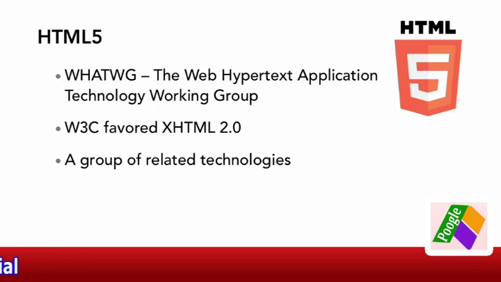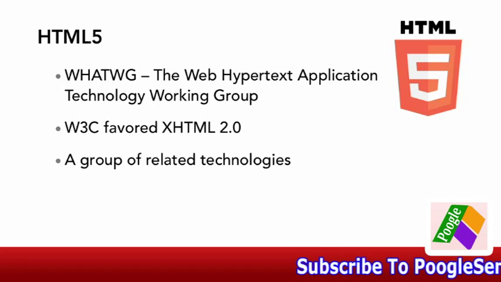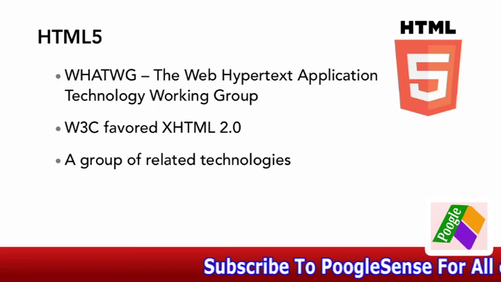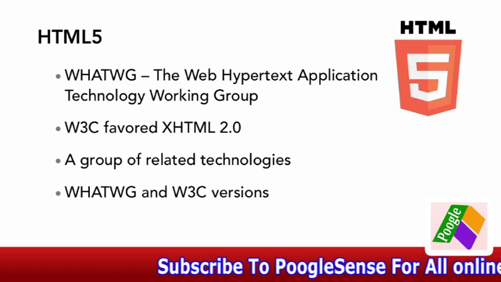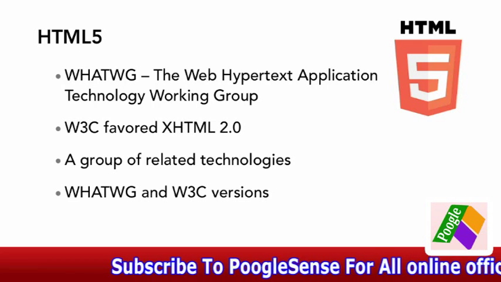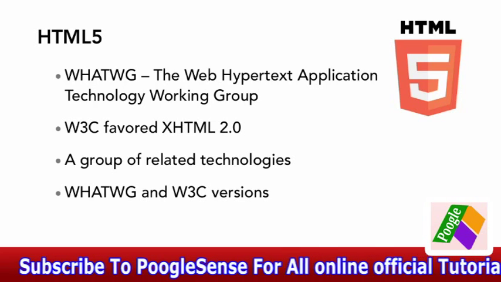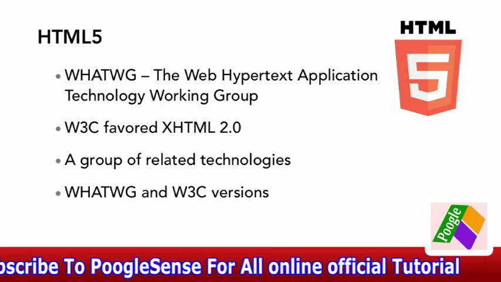HTML5 is actually a group of related technologies of which HTML is just one part. These technologies include a number of DOM, or Document Object Model, interfaces that are typically accessed with JavaScript, including web workers, geolocation, drag and drop, offline storage, and much, much more. The WhatWG and W3C versions of the full HTML specification do not always agree and do not even have the same list of technologies included.